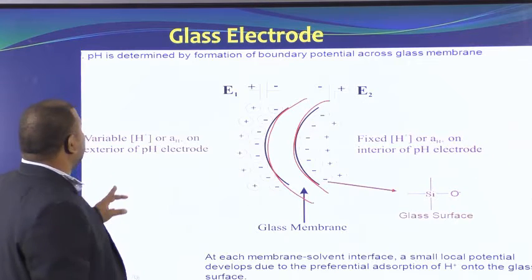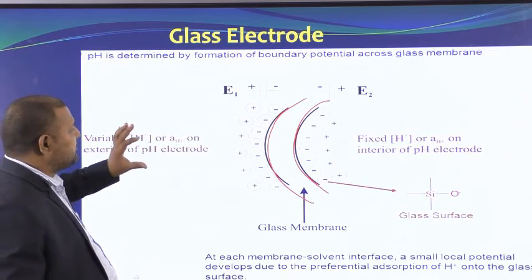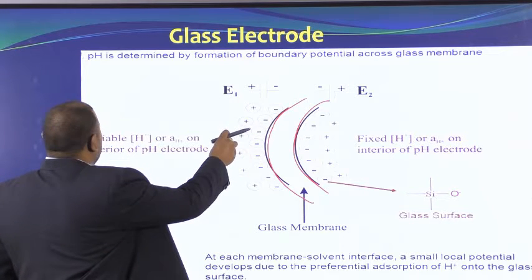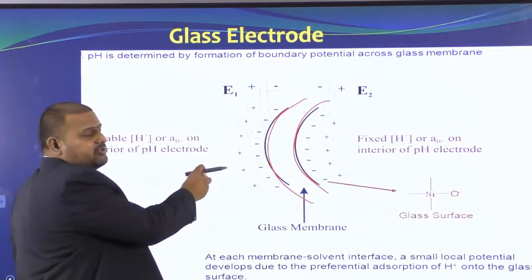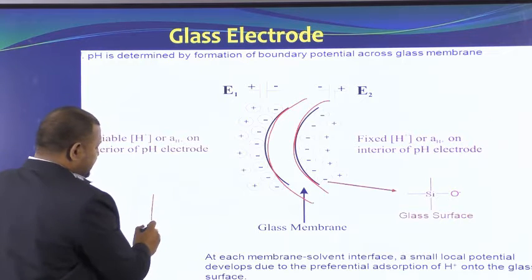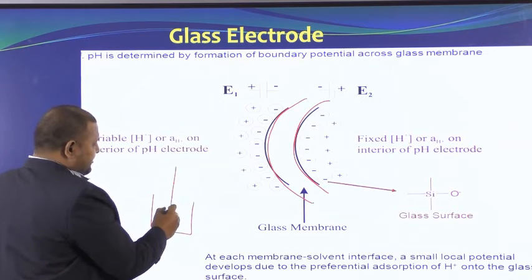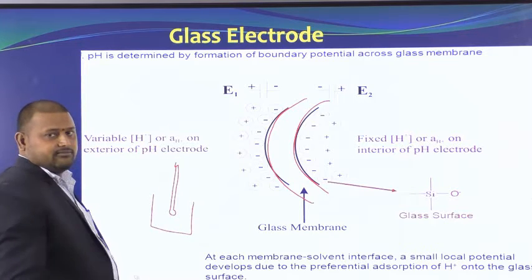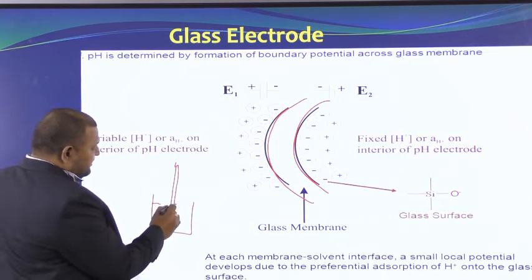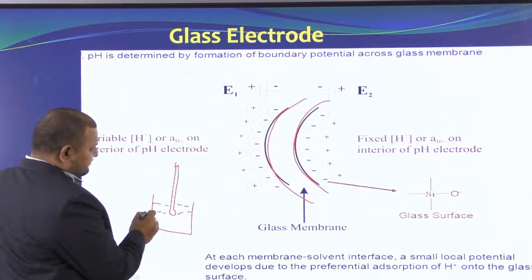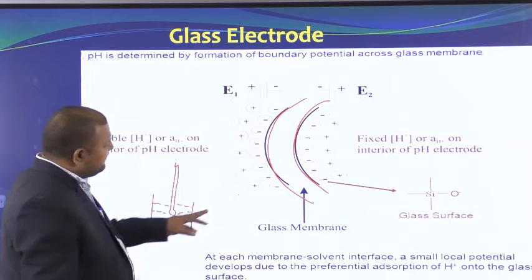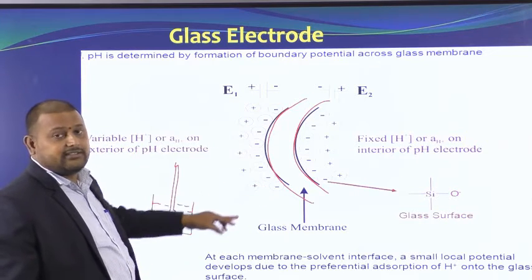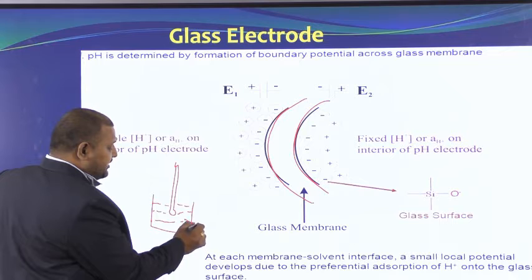So now we will go for how we are going to do this. On the outer side we have some pH, so we have to find out the solution pH. We have taken a beaker, and in this we have dipped the glass electrode like this. Here we have some solution, so there are some ions. For example, I am going to find out what is the pH of this solution.